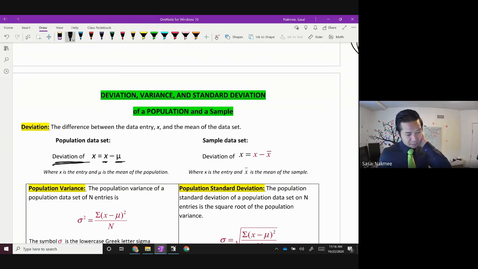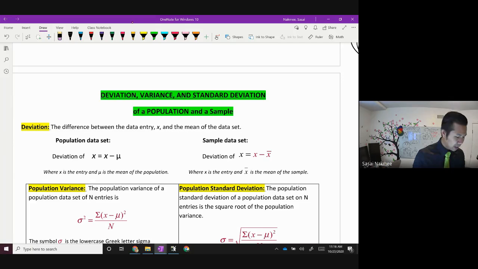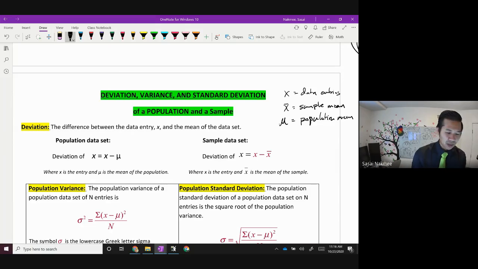Okay. By the way, hopefully you guys have started writing down these symbols. And if you haven't, I suggest you start now. When you deal with X, usually it has to do with your data point, one of your data entries. That's all X is. When you look at X bar, X bar is your sample mean, and your mu, this fancy M, is your population mean.